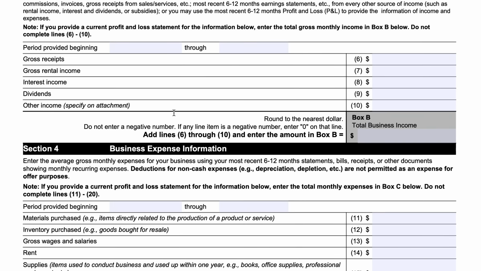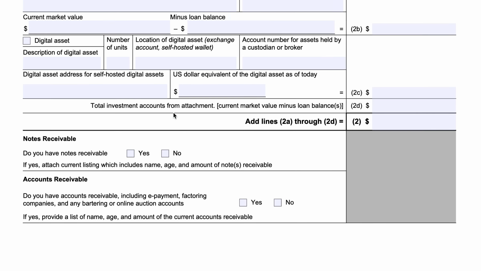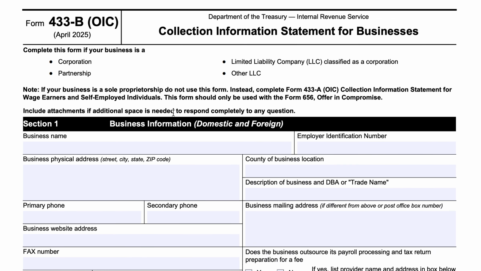So let's go back to the top of this real quick. And before we get started with Section 1, we're going to go over some of the information just to make sure that we're completing the correct form. So Form 433B is the business collection information statement, and you should only complete this form if your business is officially a business according to the IRS. So that would be a corporation, a partnership, an LLC that's classified as a corporation, or an other LLC.